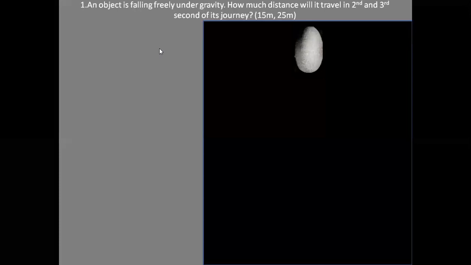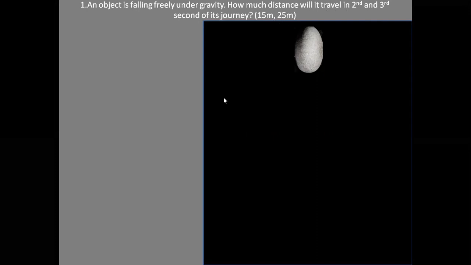For the first numerical, we have an object which is falling under the action of gravity, and how much distance will it travel in the second and the third second of its journey. The answers are 15 meters and 25 meters.